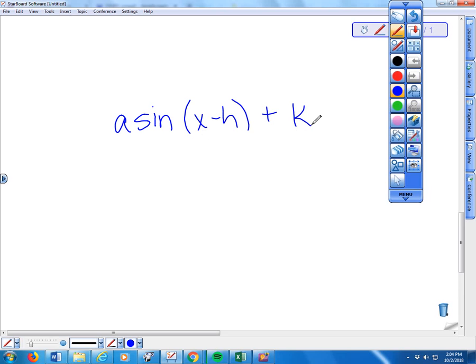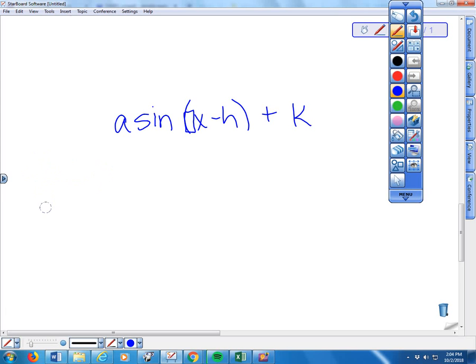This would be a shift of H units to the right, and a shift of K units up. The period of this graph is 2 pi, because the coefficient of x is 1. So you don't have to change this coefficient if the period is 2 pi. To find what that coefficient is, you take 2 pi over that coefficient, that's your period. And so if the period's 2 pi, the coefficient's just 1. Okay.